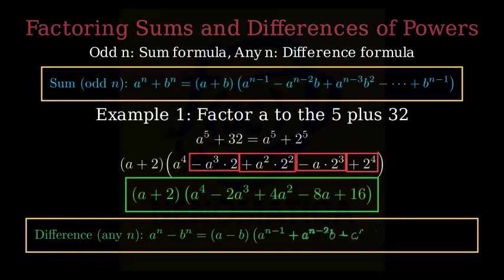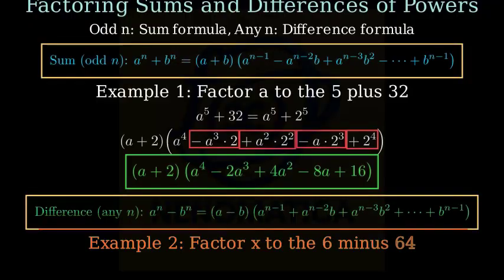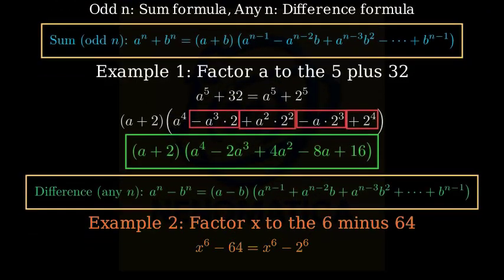Now the difference rule works for any positive integer n. It says, a to the n minus b to the n equals (a minus b) times (a to the n minus 1, plus a to the n minus 2 times b, plus a to the n minus 3 times b squared, and so on, with all plus signs, ending at plus b to the n minus 1). Example 2. Factor x to the sixth minus 64.